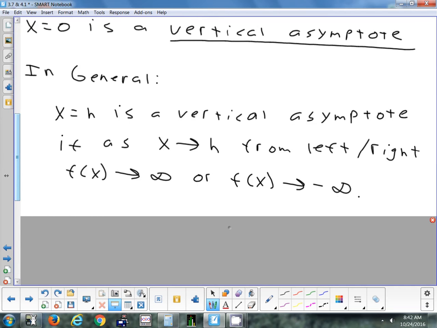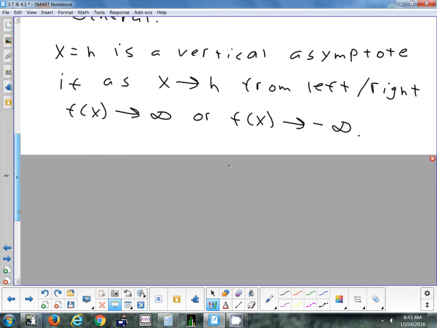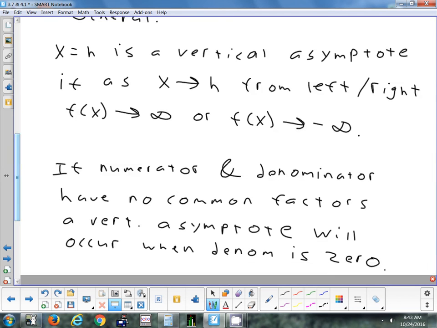But if you notice this behavior as you get very, very close to the root of your denominator, all of a sudden your y value goes up to infinity or negative infinity. That's when you have a vertical asymptote. But don't always assume just because you have a root of the denominator that it's an asymptote. It's not. Sometimes it's a hole.